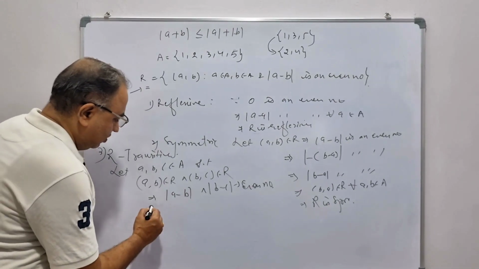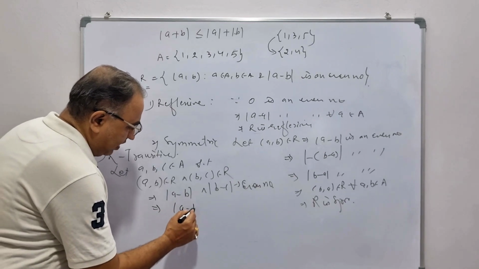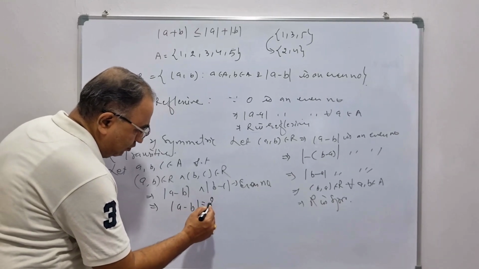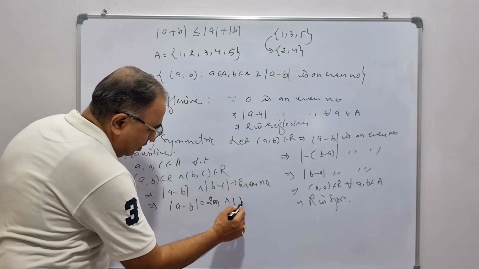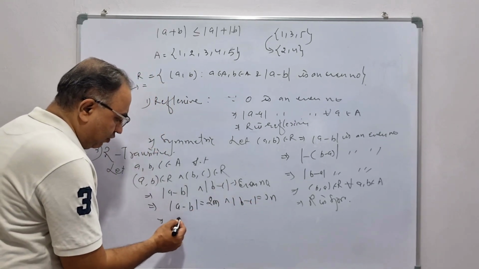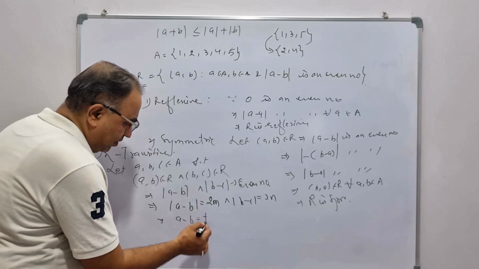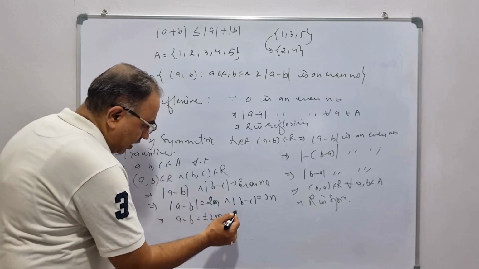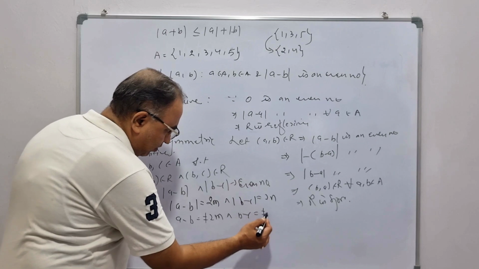Right, now it means |A minus B| is an integral multiple of 2, and |B minus C| is also an integral multiple of 2. So what we do now, we remove the mod, and whenever you remove mod here, it will be A minus B equals plus minus 2m, and B minus C will be equal to plus minus 2n.